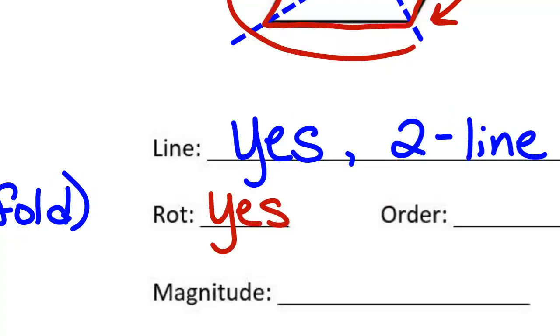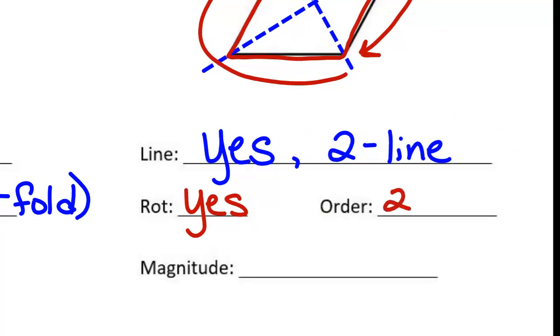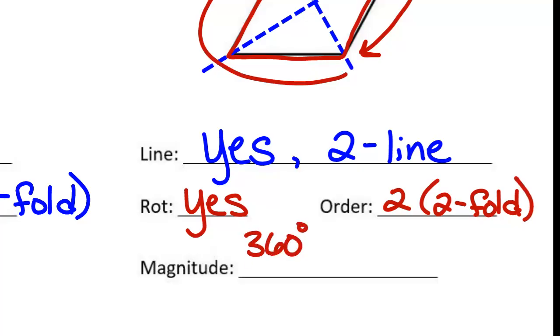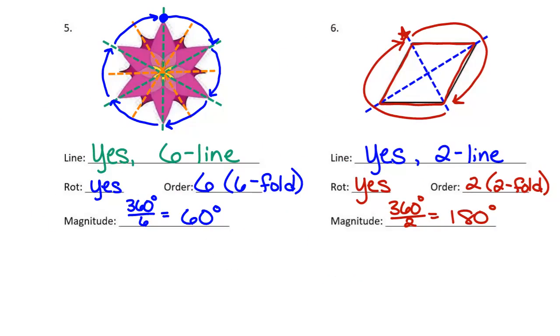With what order? Order 2 or twofold. Which would give me what for my magnitude? 180. Nicely done. Very nicely done.